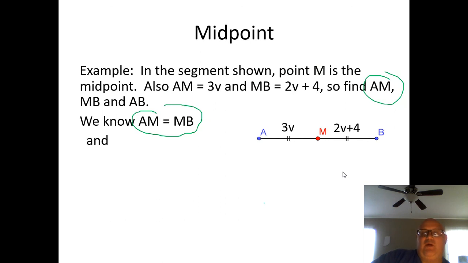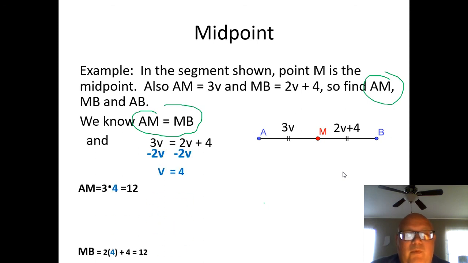In this case, the problem says point M is the midpoint, and AM is 3V, labeled on the segment, and MB is 2V plus 4, also labeled. You just set them equal because it says M is the midpoint, so you set them equal and you solve. Then to find the value of AM, you plug in 4 for V. Where it says 3V, 3 times 4 is 12, so AM is 12.